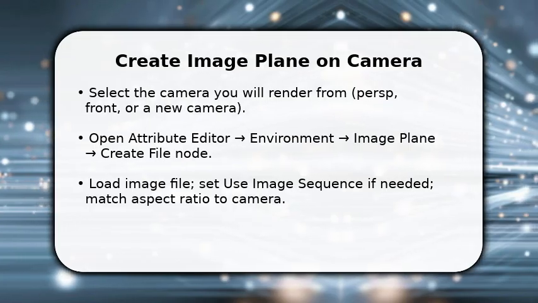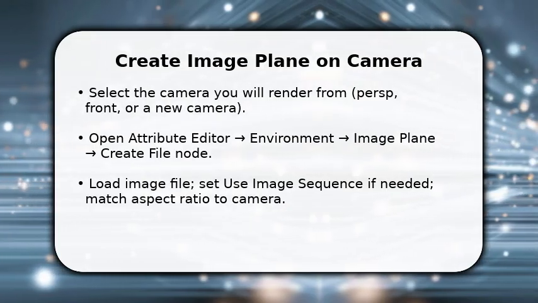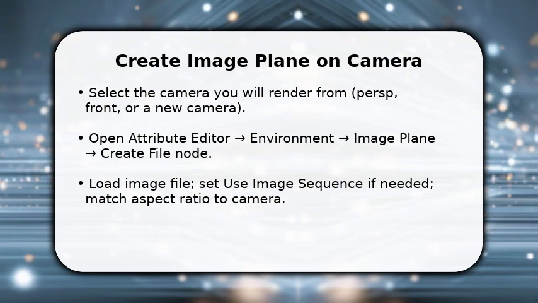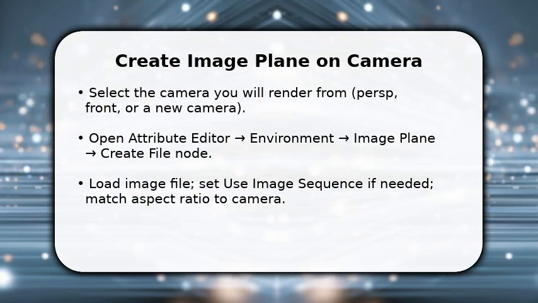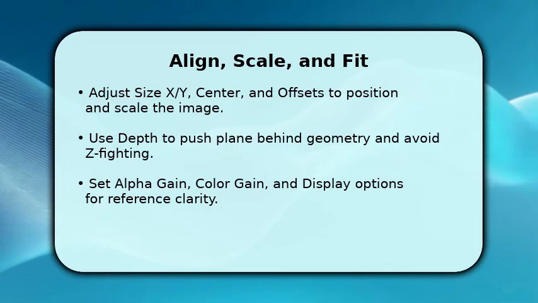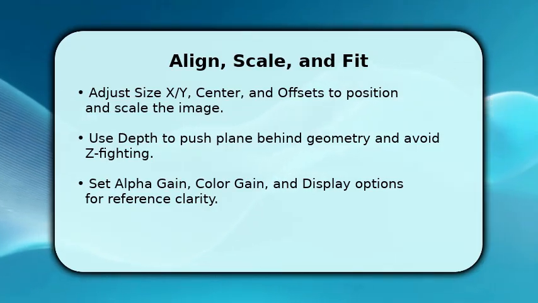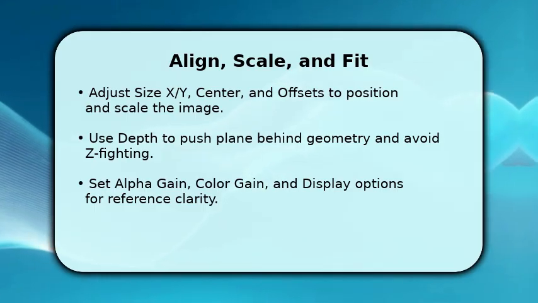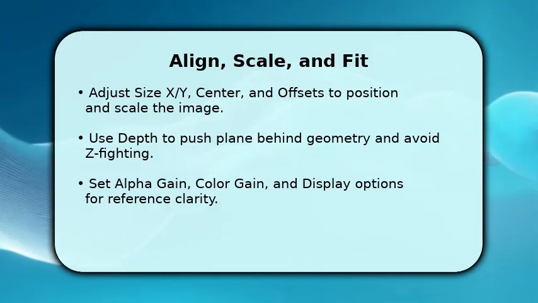This places the file in camera space. That's why it's the only reliable method to keep the reference locked to renders. Now refine placement and visibility. Use size X and size Y plus center and offset attributes to scale and position the image precisely against your model. This lets you line up proportions without moving geometry.